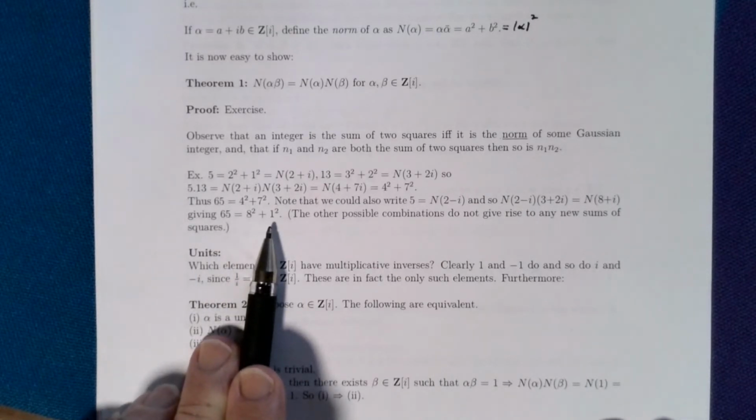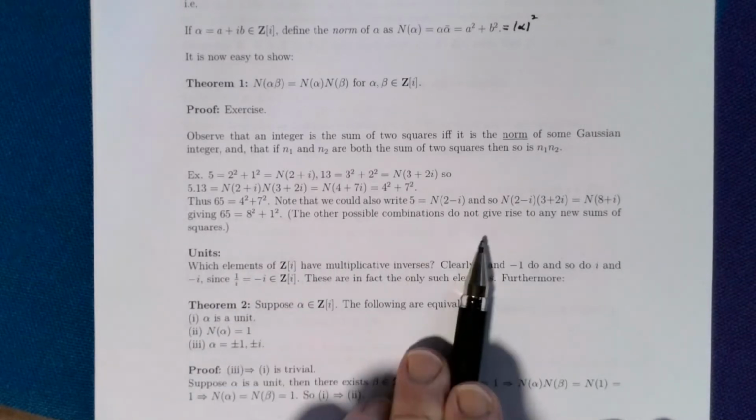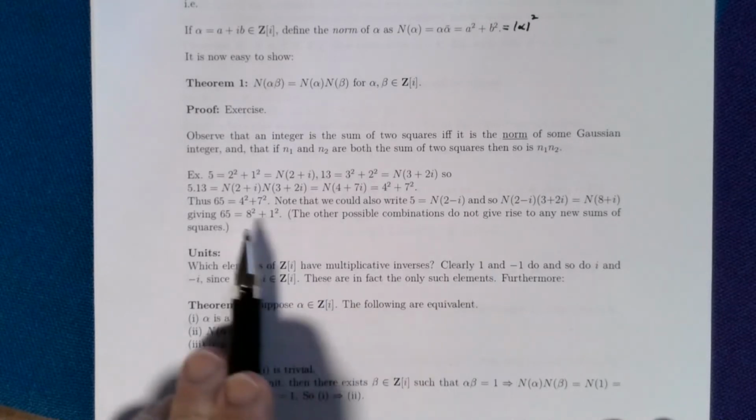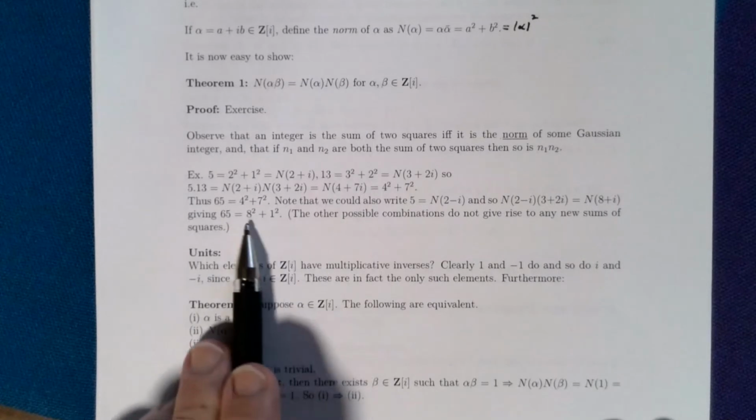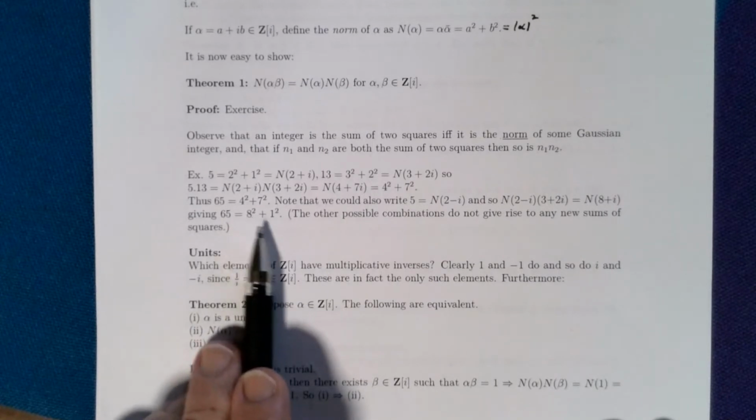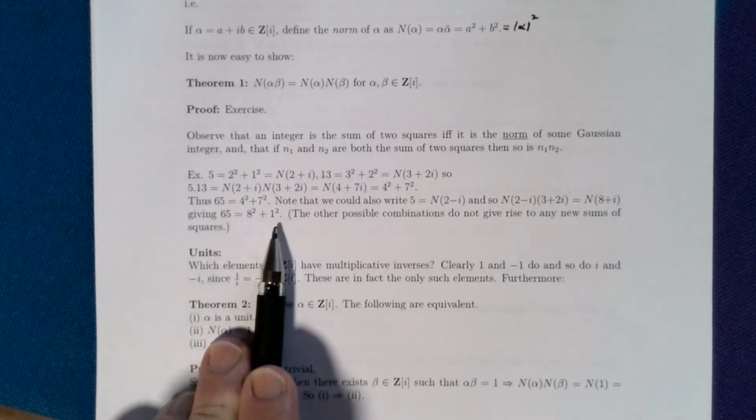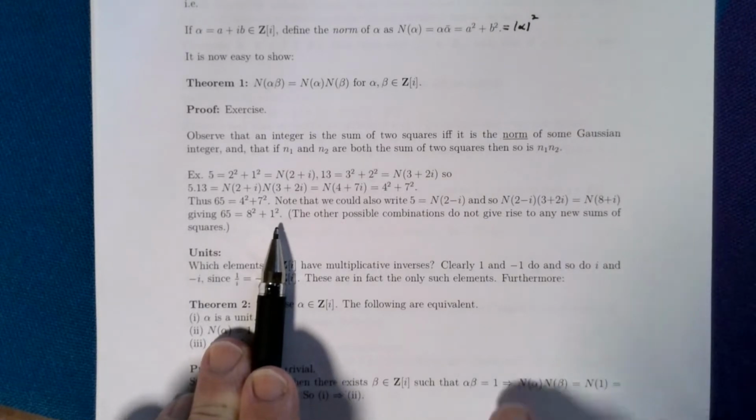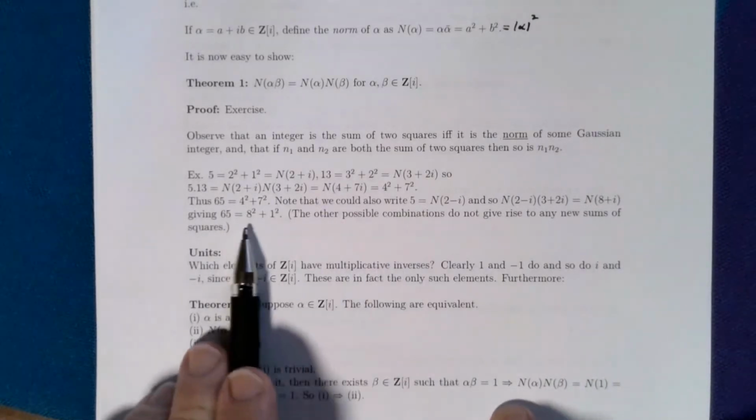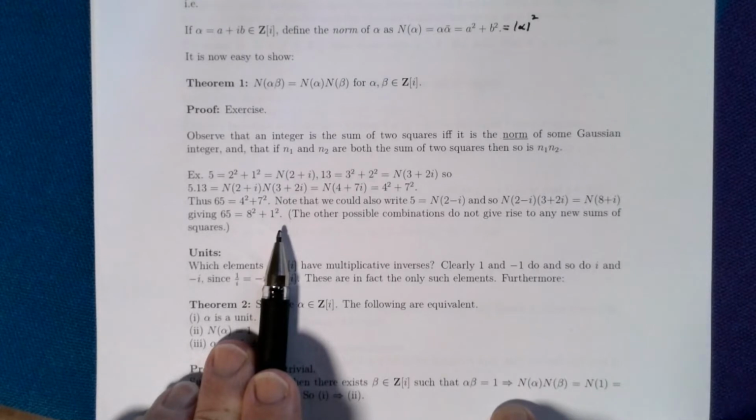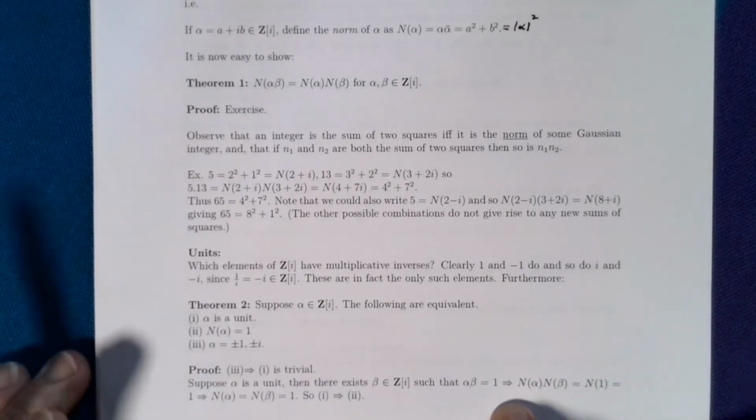Now, as I mentioned, there's lots of other possibilities, but I'll leave you to check that the other possibilities do not give any new sums of squares, except to have it in the opposite order, or perhaps to have it as minus 8 squared plus minus 1 squared or something. But essentially there are no other essentially distinct ways of writing 65 as a sum of two squares.